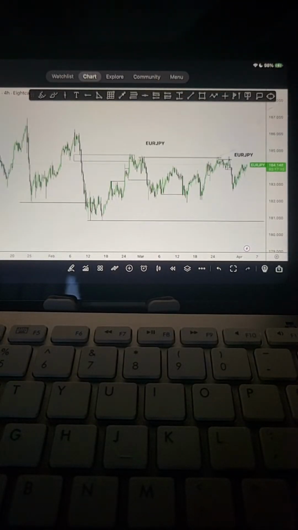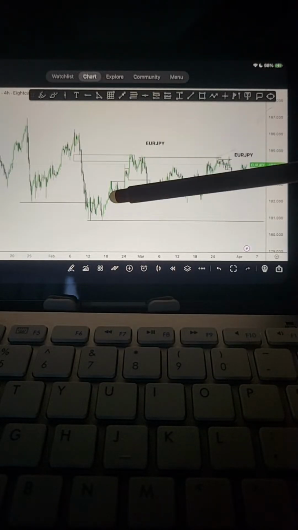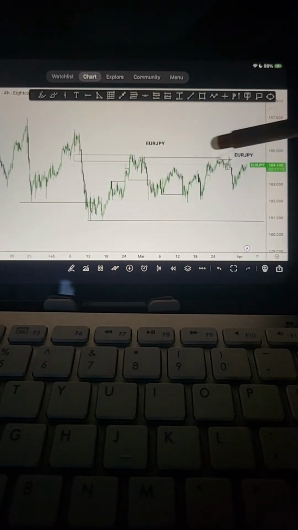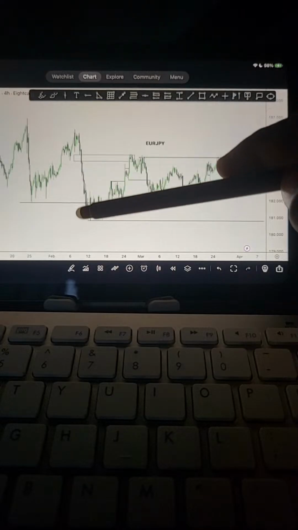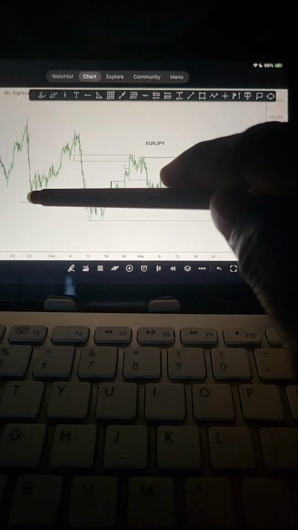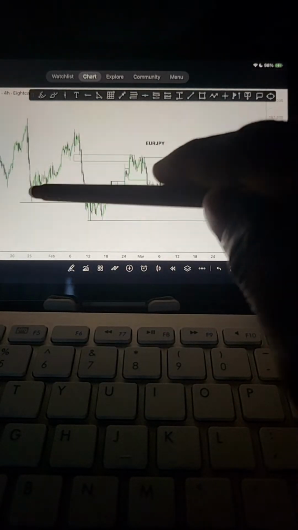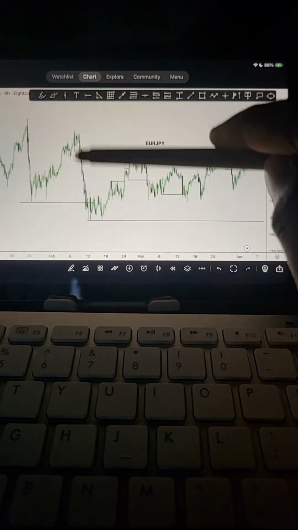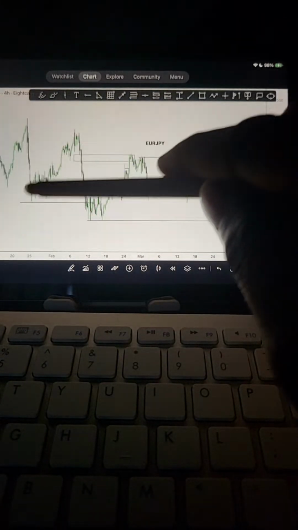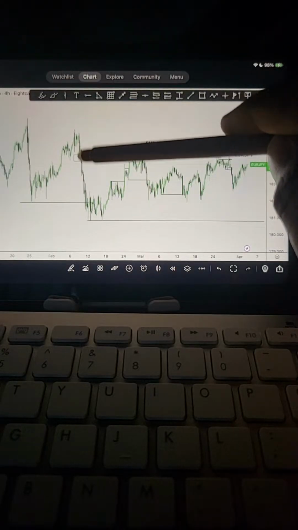So what we want to do now is wait for the internal structure to align with the external structure. This is the external structure: swing high, swing low.